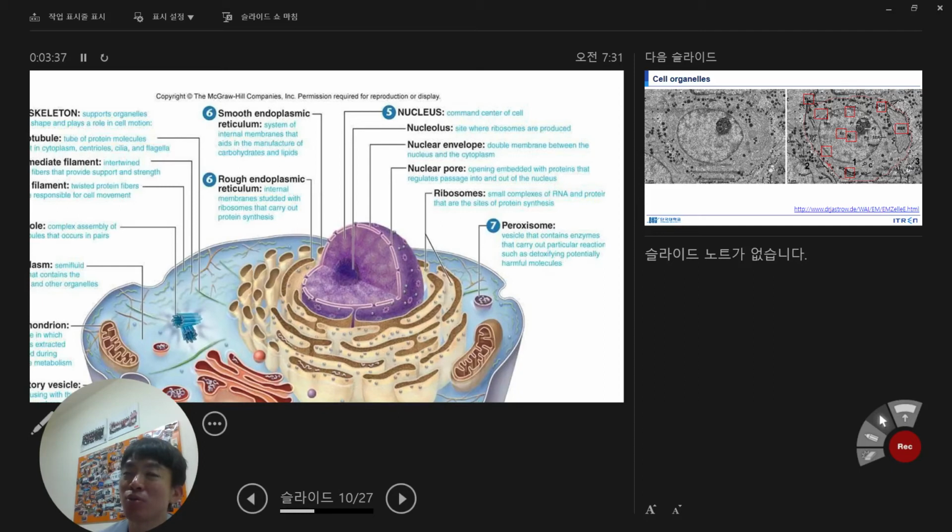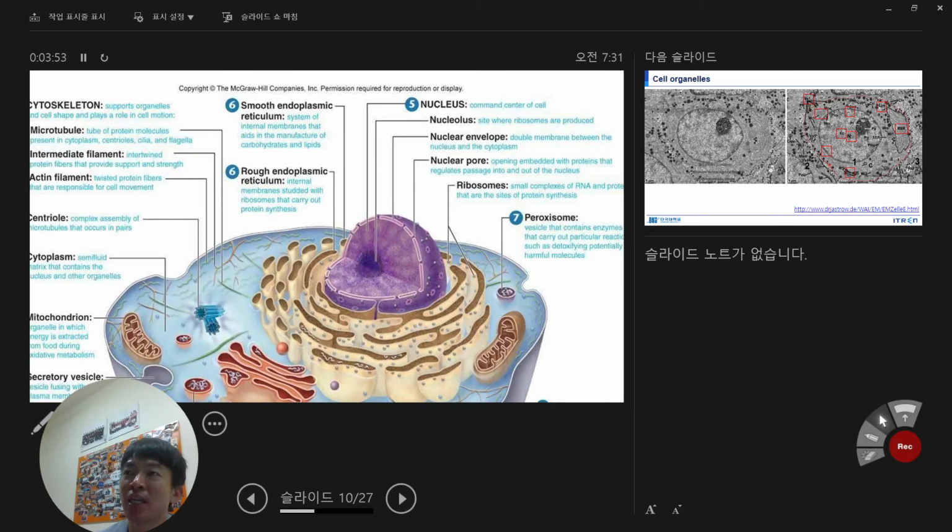Nuclear envelope, the outermost layer of the nucleus. And the nucleolus is the site where ribosomes are produced. And the nucleus, the command center of the cell, consists of DNA. And then smooth ER doesn't have any ribosomes. Rough ER has ribosomes. And both of them can do protein synthesis.